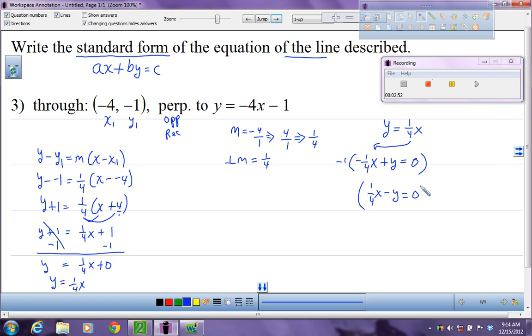And now I'm going to get rid of the fraction by multiplying by that denominator of 4. So that becomes 4 times 1 is 4, divided by 4 is 1. And then 4 times negative y gives you negative 4y. And then 4 times 0 is still 0. And that's our answer.